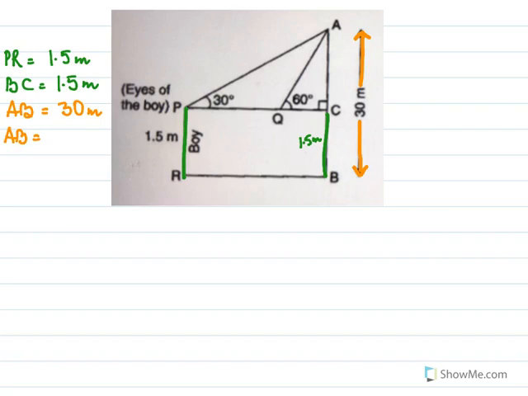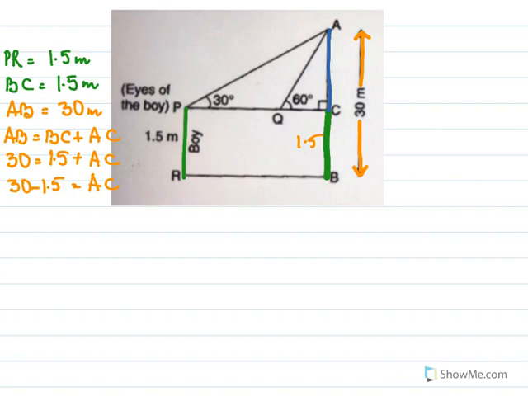Now if you look up in the figure, you'll see AB is equal to BC plus AC. So let's write that: AB equal to BC plus AC. Now AB is 30, BC we know was 1.5, and we need to find AC. So our AC will be 30 minus 1.5, and that would be 28.5.